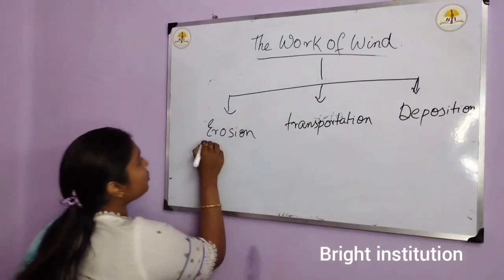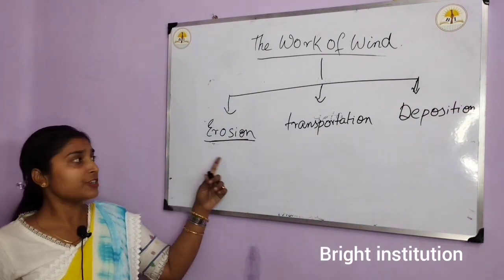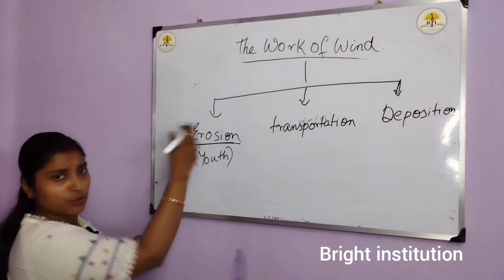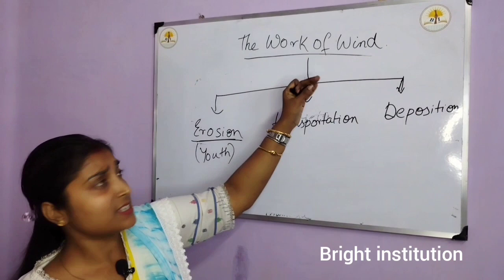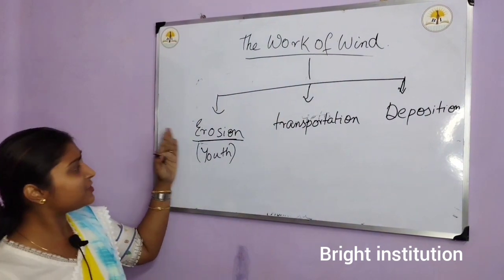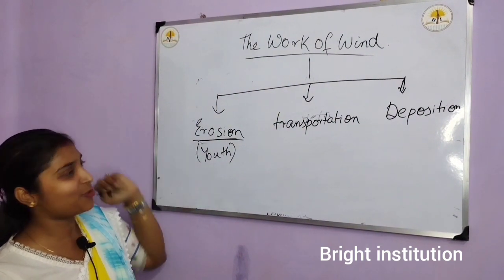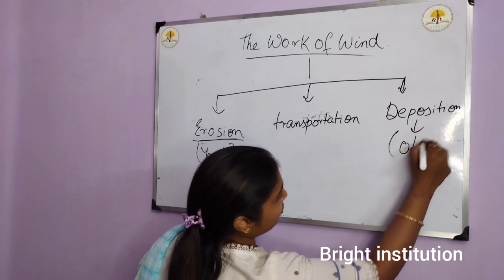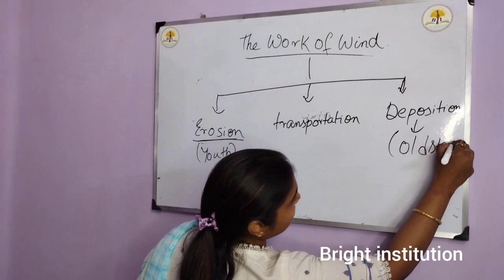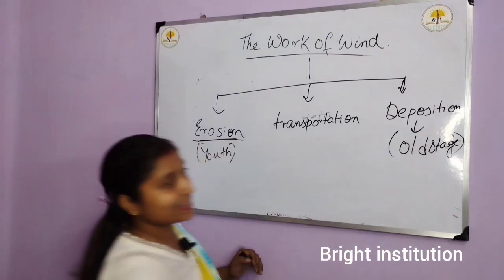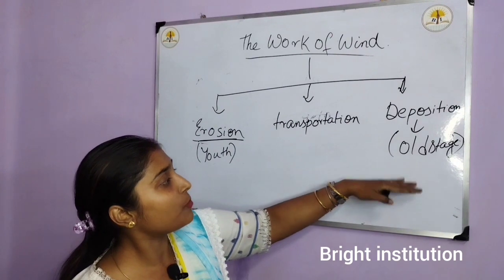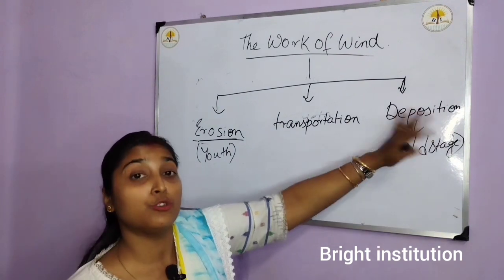Now this erosional activity or the erosion action you will see in the youth stage, just like the river, you will see the erosion activity. In the same way, in the wind action also, in the first stage, that means the youth stage, you will see the erosion. And deposition you will see in which stage? Old stage. That means, just like the rivers, the wind also performs the depositional activities in its old stage.